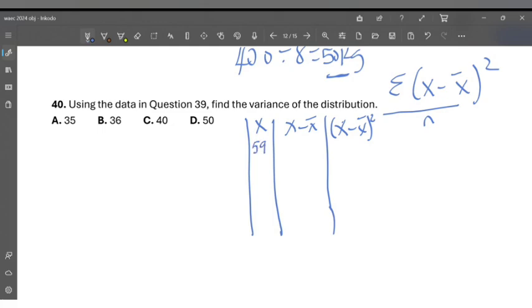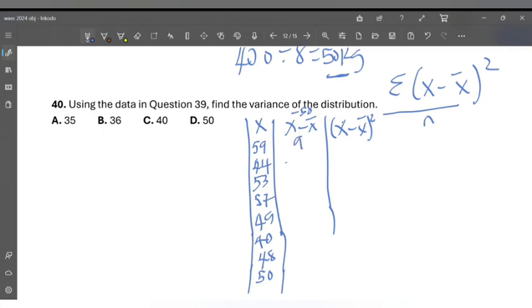I have 59, 44, 53, 57, 49. Let me extend this table. 40, 48, and 50. So these are my x. So for x minus x bar, that means I'm going to be subtracting 50 from each of these items in the first column. So 59 minus 50, that's 9.